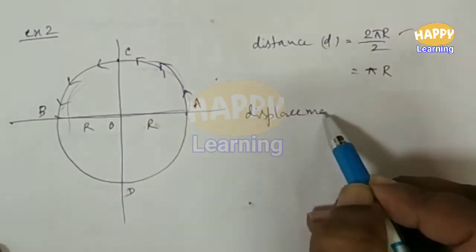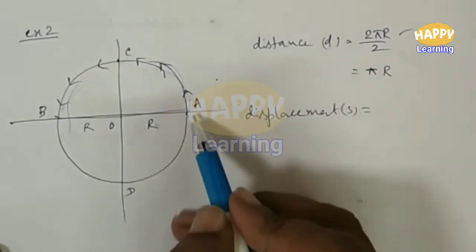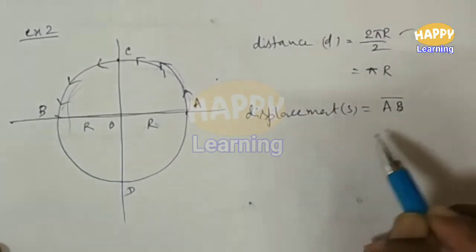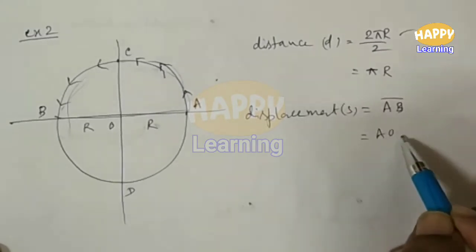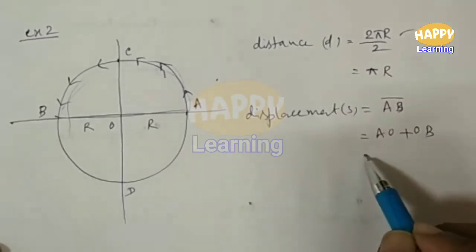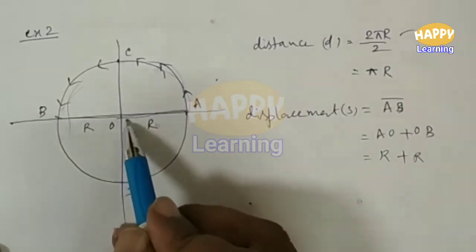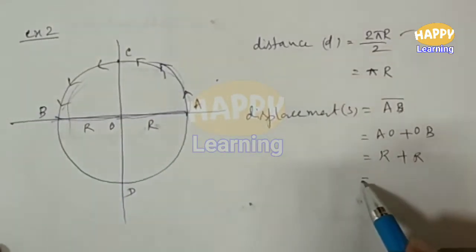Displacement S is equal to the shortest distance from A to B. So AO plus OB, that is equal to R plus R. A to O is R, O to B is another R. So that is equal to 2R.